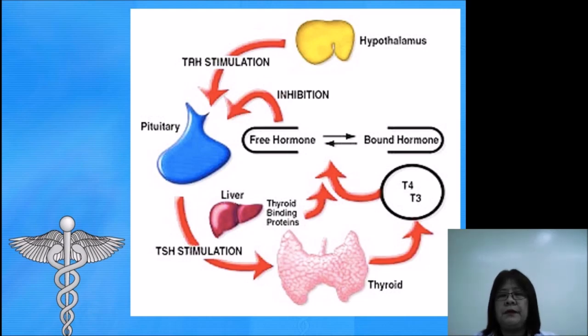Now, most of the T4 and T3 are bound to the thyroid binding proteins produced by the liver. Thus, most of the thyroid hormones are bound to your TBG. And the important hormones that will affect the neonates and the mother will be the free hormones in the circulation.